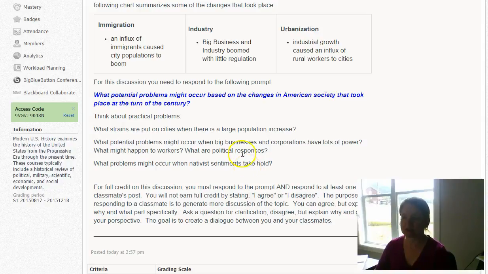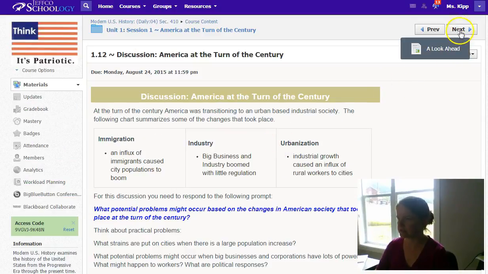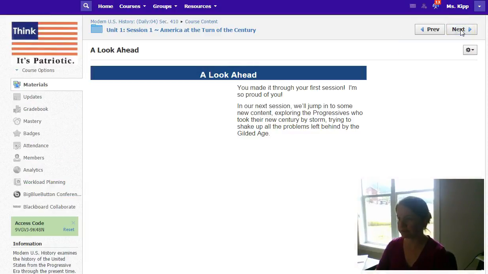What strains are put on cities when there's a large population increase? What potential problems might occur when big businesses have a lot of power? What might happen to workers? What might the political responses be to that? Those are the types of things that we're going to be talking about as we jump into the progressives later in this unit.